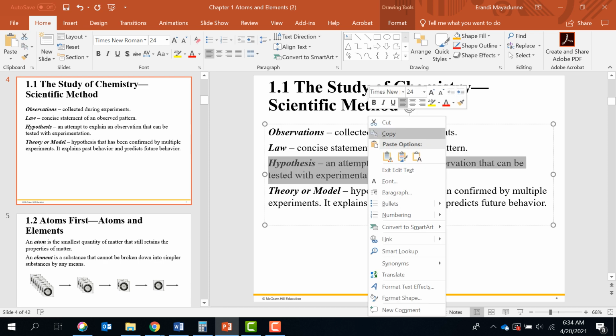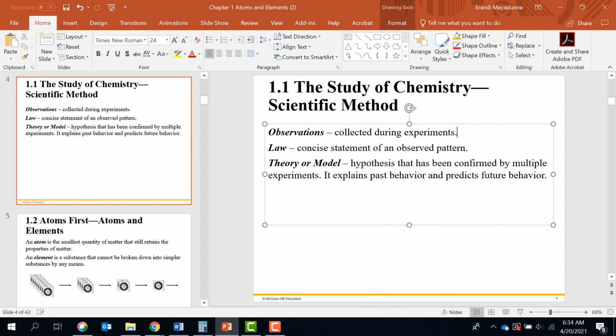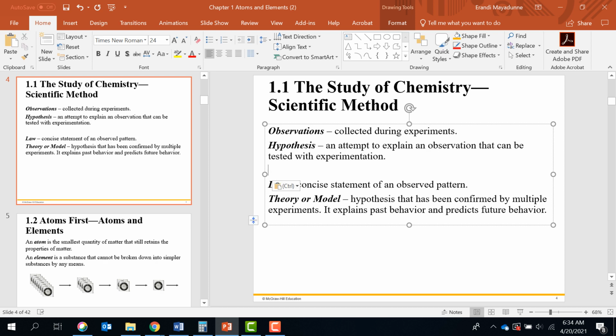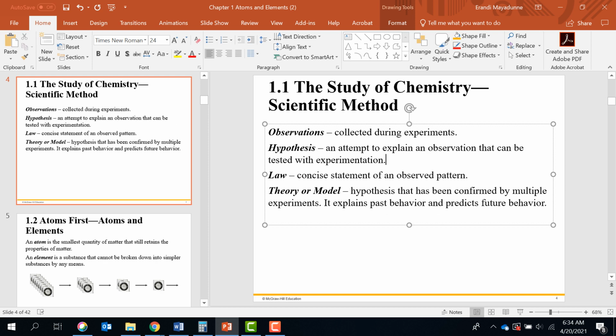So after observation, you come to the hypothesis. Hypothesis is how you try to explain your observation using experimentation. You do experiments and then it goes to the laws and then the theory or model.